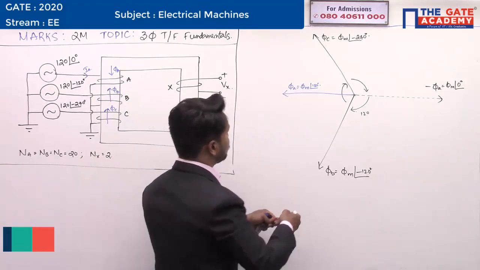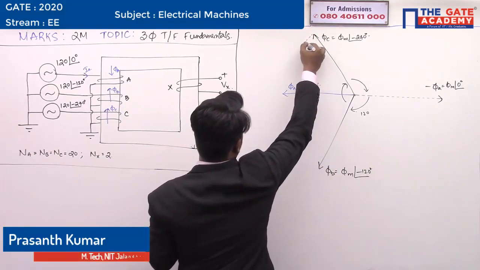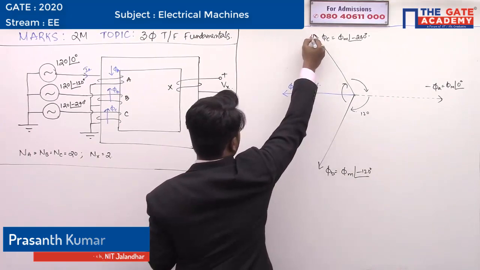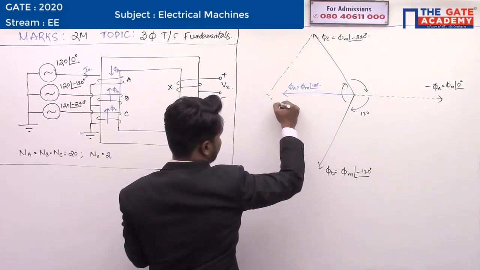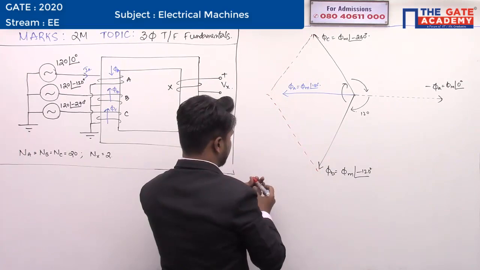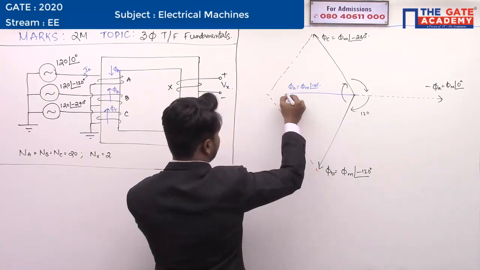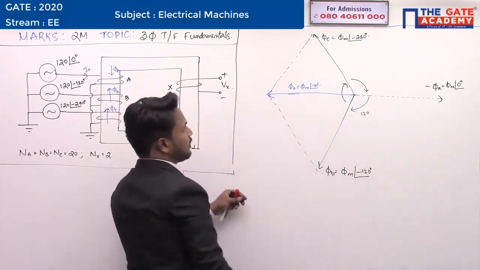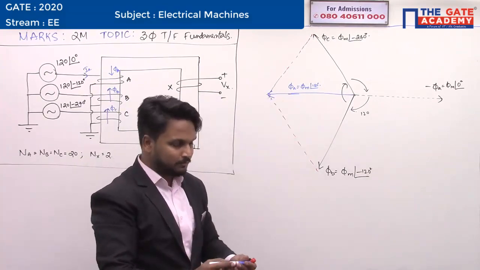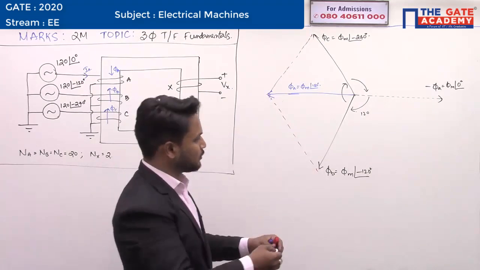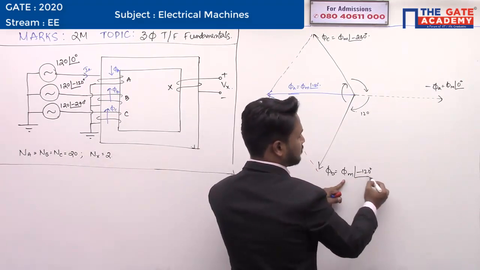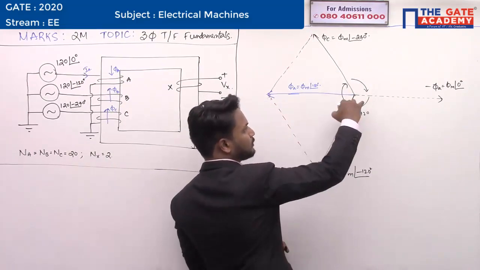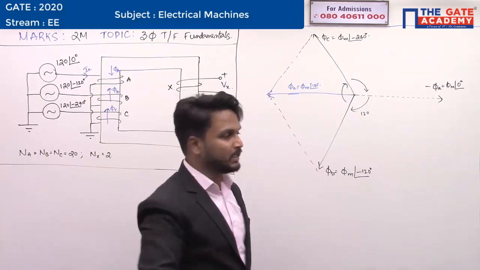So I'll find out the resultant of these two particular phases, which means the length of this also needs to be this much. This is the actual length of phi a, right? How will you get the resultant of these two? One is phi m at an angle minus 120 degrees, one is phi m at an angle 240 degrees. The angle between both of them is 120 degrees, right?